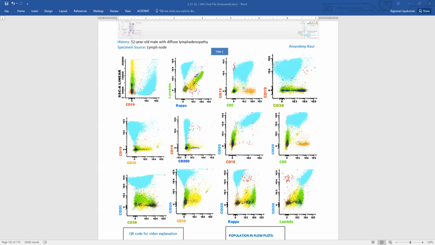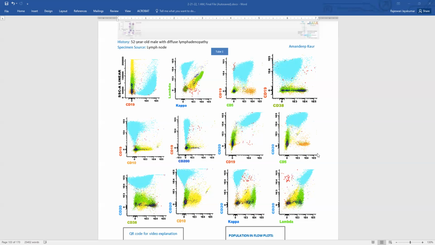And we see that in the CD5 plot, these neoplastic B cells express CD5, and we can compare that with the background T cells, which are positive for CD5. They almost reach the intensity of CD5 of those cells. So the neoplastic B cells express CD5. They are partially positive for CD38. They are negative for CD10, negative for CD200, and they express bright CD20.